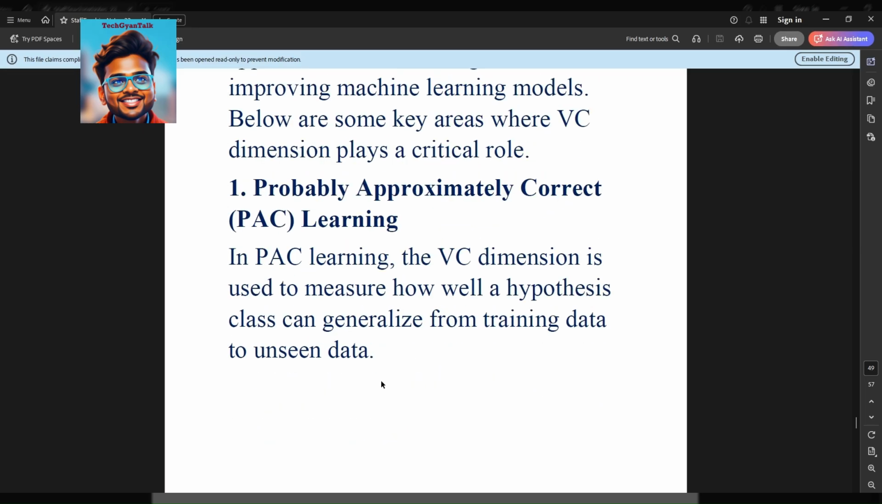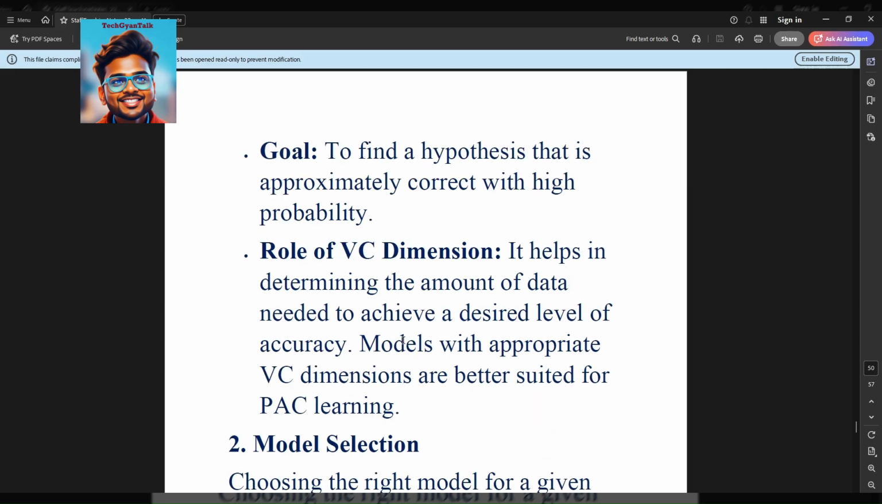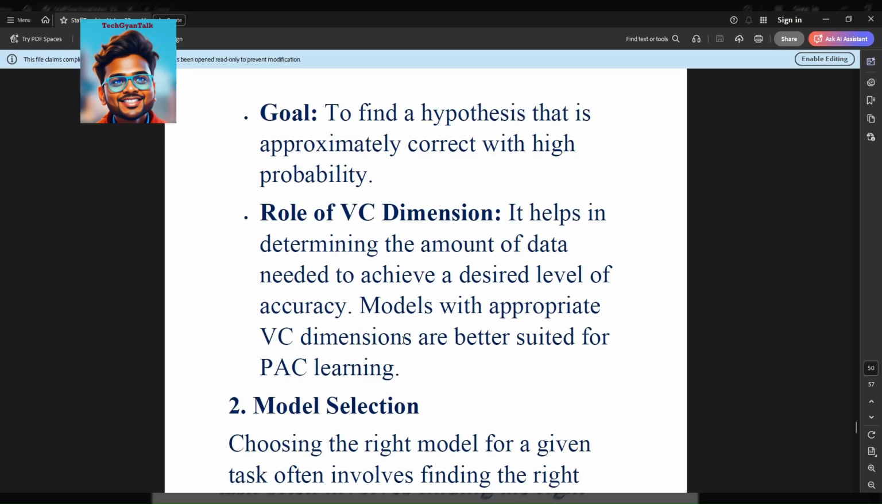In PAC learning, the VC dimension is used to measure how well a hypothesis class can generalize from training data to unseen data. The goal is to find a hypothesis that is approximately correct with high probability. Role of VC dimension: it helps in determining the amount of data needed to achieve a desired level of accuracy. Models with appropriate VC dimensions are better suited for PAC learning.